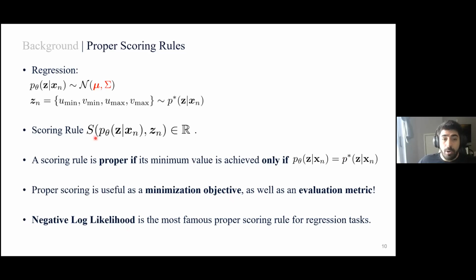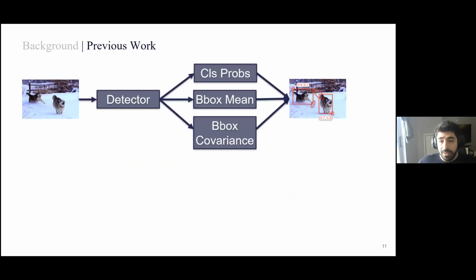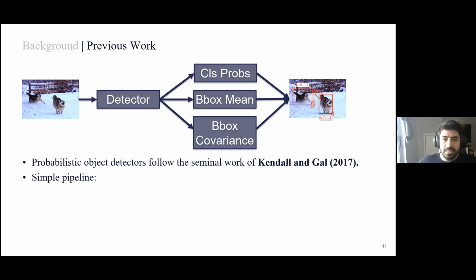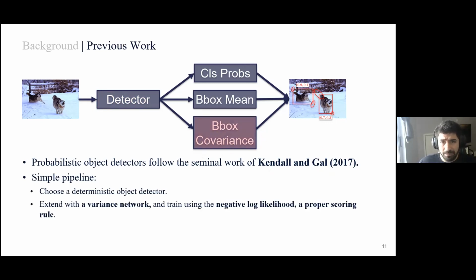We will be concerned with proper scoring rules that are negatively oriented. Basically, the lower the scoring rule, the better our predictive distribution matches P star. How did previous work tackle the problem of probabilistic object detection? Previous works followed a simple pipeline inspired by the work of Kendall and Gal. Basically, the pipeline says that to create a probabilistic object detector, you choose a deterministic object detector first, you extend it with a variance network, which is basically just a layer to estimate the covariance matrix, and then you train with the negative log likelihood, which is a proper scoring rule.